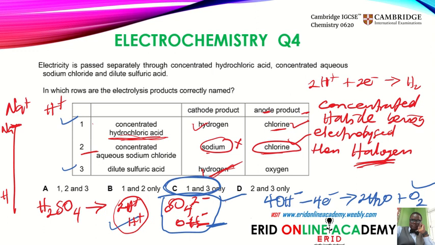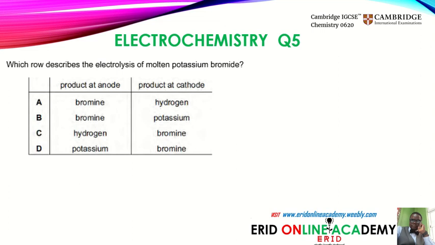So let's look at the last question for this volume. I hope you have been enjoying this explanation. Which row describes the electrolysis of molten potassium bromide? This should be very simple to tackle. Molten means they use heat energy to melt it into the liquid form. In the liquid form, which is an ionic compound, you have potassium and bromide ions.